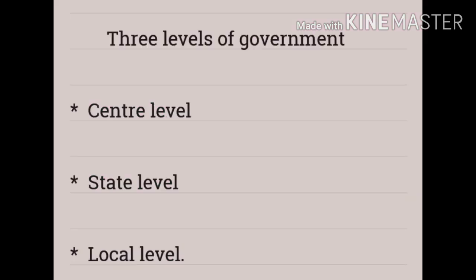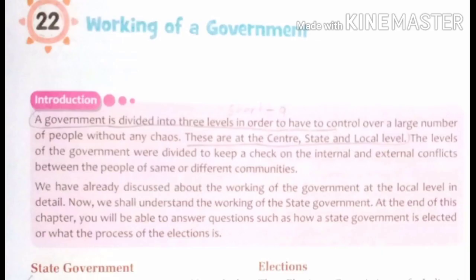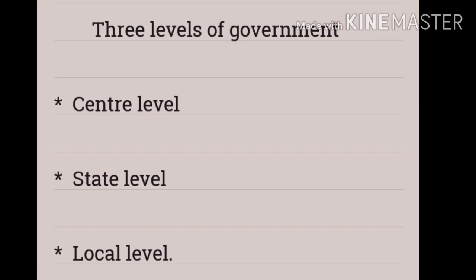Now a government is divided into three levels, in order to have control over a large number of people without any chaos. Our country is very big, area wise and population wise. So it is tough to control with a single group. So the government has substituted the powers in three different levels, and the names of the levels are central level, state level and local level.